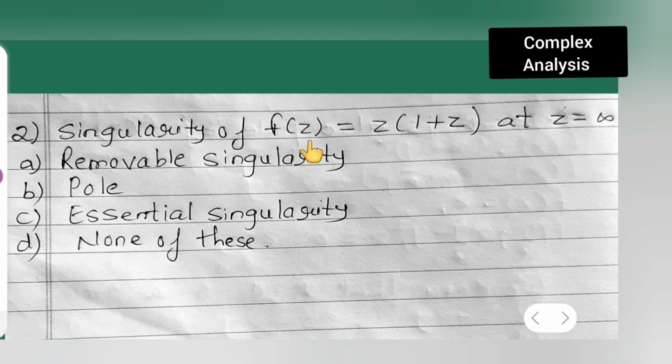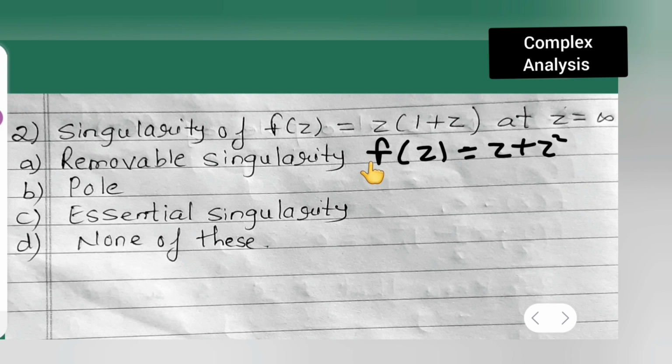Singularity of f of z is equal to z into 1 plus z at z is equal to infinity. So you all have to see whether it is removable singularity, pole, essential singularity, or none of this. So which option is correct, that you all need to check. So for that what you all need to do is, f of z is equal to multiply with this, then multiply with this. So z plus z square you all will get. So let me do it. f of z is equal to z plus z square, okay?